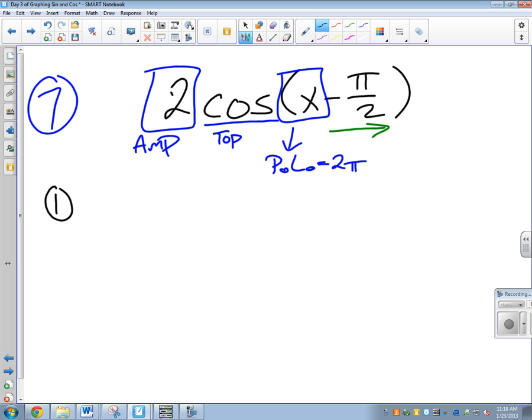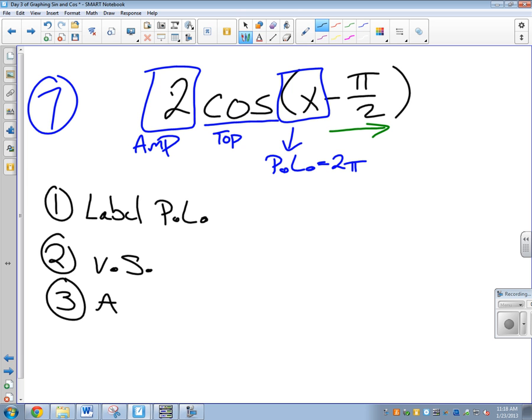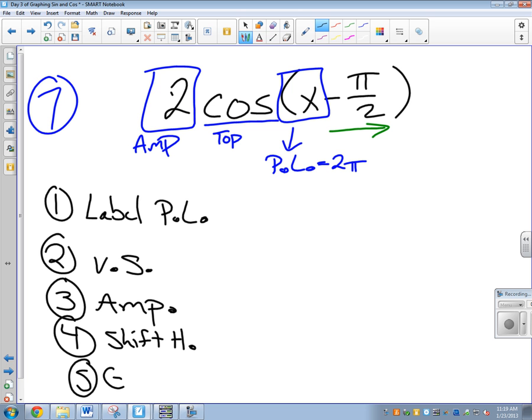Number 1 is always label your x-axis, so label your period length first. Once we've done that, we can do our vertical shift, if there is one. Graph our midline. This one's not going to have one. Number 3 would be do our amplitude next. Number 4 would be then shift horizontally, if we have that. And then number 5 would be just to finish it by graphing. Those are the steps of making my graph.